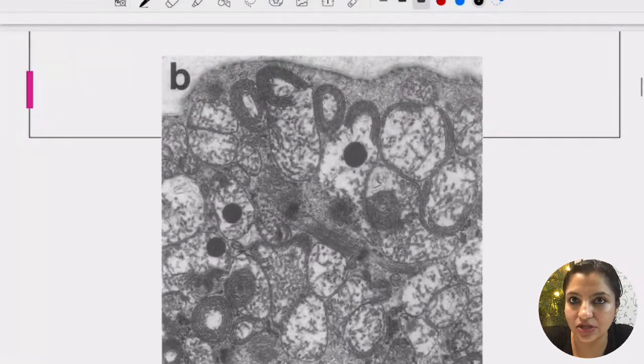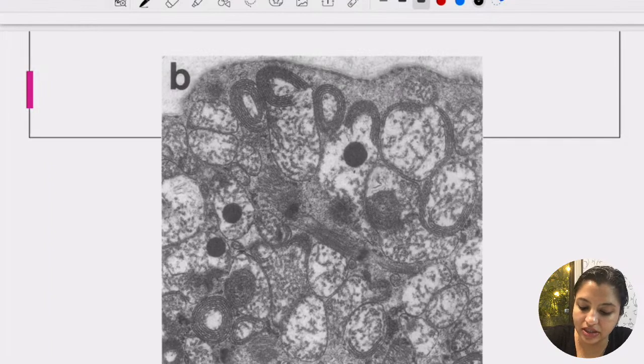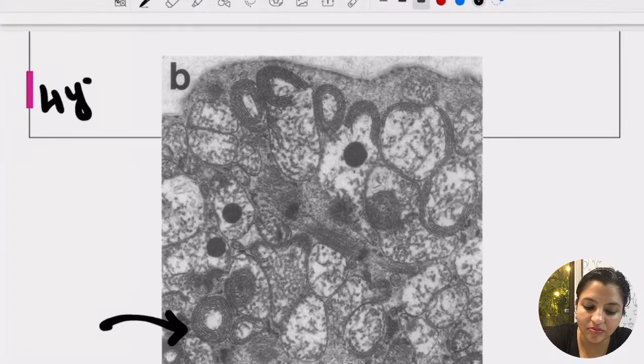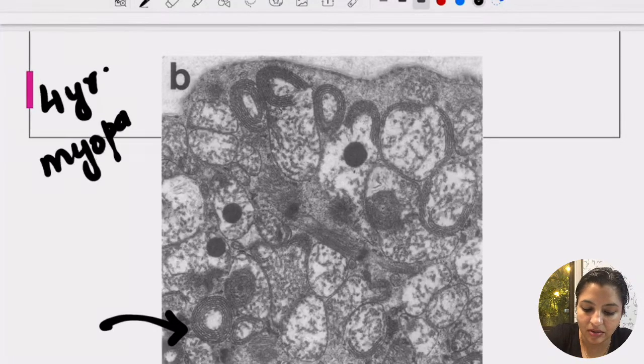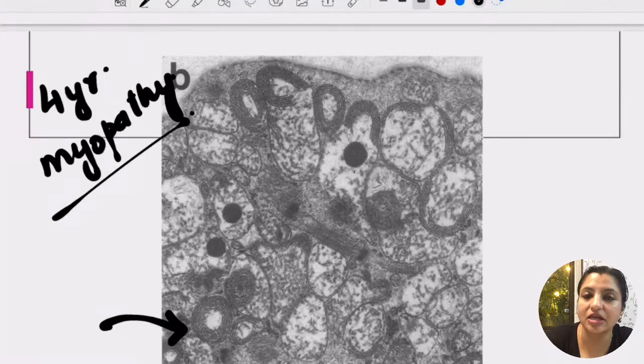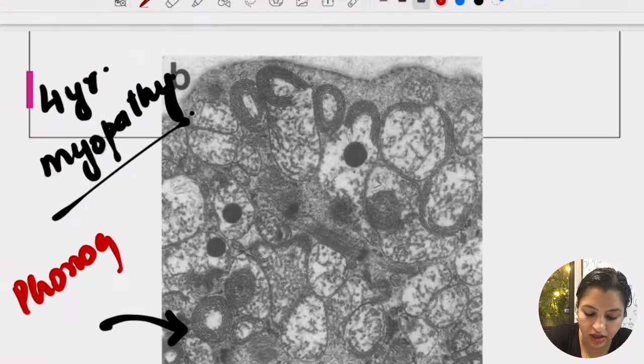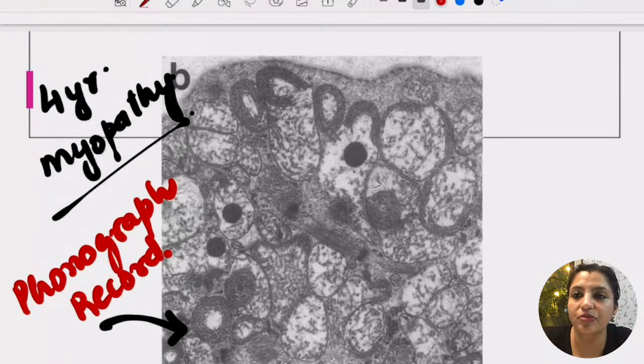Okay, so this is another electron microscopy that they can give you. Here you can see these here, like these. So when they give you this kind of an image in the electron microscopy and they give you a history, let us say 4-year-old child presenting with difficulty in standing up or myopathies, you should always remember that this can be a mitochondrial myopathy, and this is what is called as a phonograph record. So this kind of electron microscopy is very typical for mitochondrial myopathies.